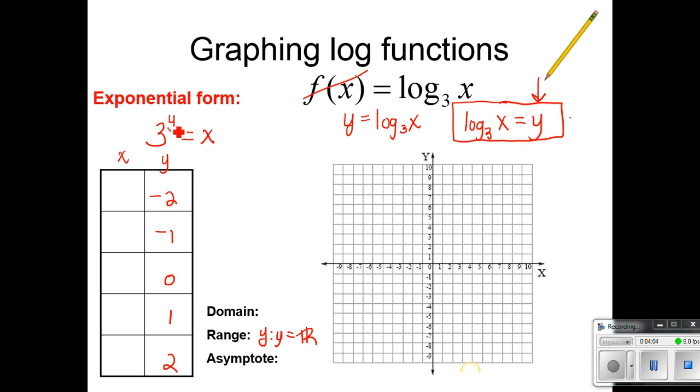When I plug -2 in for y, I'm going to get 0.1111. When I plug in -1, I'm going to get 0.3333. When y is 0, my x value is going to be 1 now. If I plug a 1 in for the y, I'm going to get a 3 for the x. And when I plug a 2 in for y, I'm going to get a 9 for the x. So now when I plot these, it'll be (0.111, -2), (0.333, -1), (1, 0), (3, 1), and (9, 2). And now my graph looks like this.